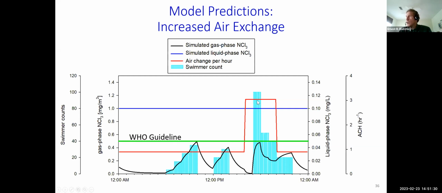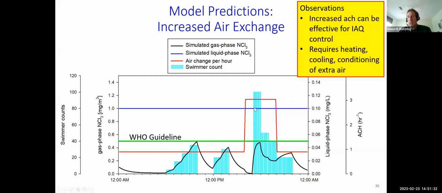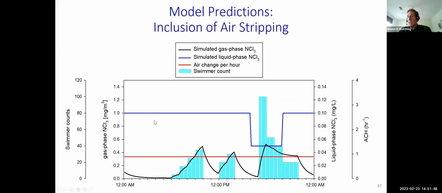And we do it for this short period of time, recognizing that there is an expense associated with operating an HVAC system at 3 air changes per hour as opposed to 1. So the idea here is that this allows us to optimize the performance and, let's say, the management of that HVAC system. Alternatively, we could introduce an air stripping system.